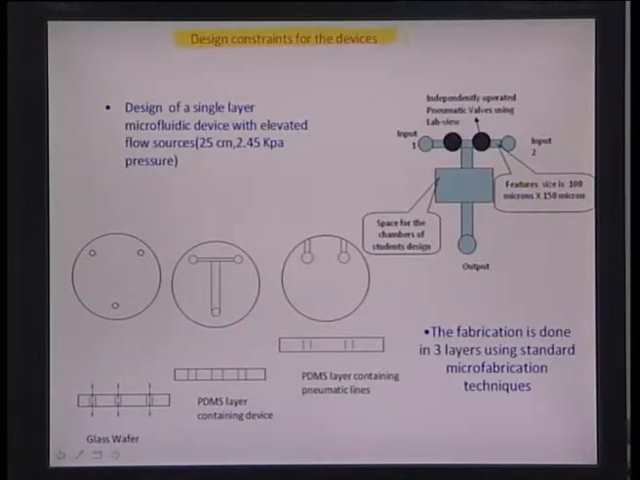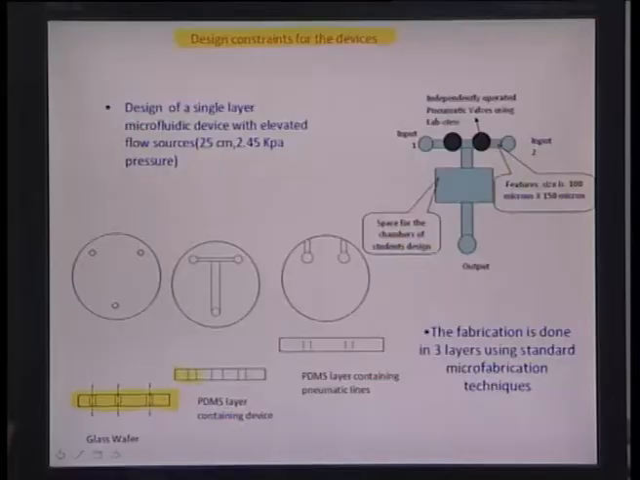So here in this design experiment, we were supposed to design a three layered mixer with a glass layer at the bottom, as you can see here. This glass layer has been drilled with holes so that you can have inlets and outlets for the fluid. You have another layer at the top of it, which is a PDMS layer with a T-section channel, as illustrated in the top view.